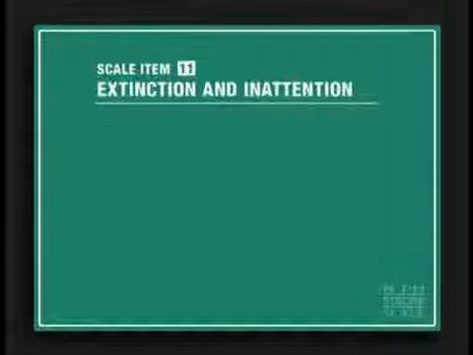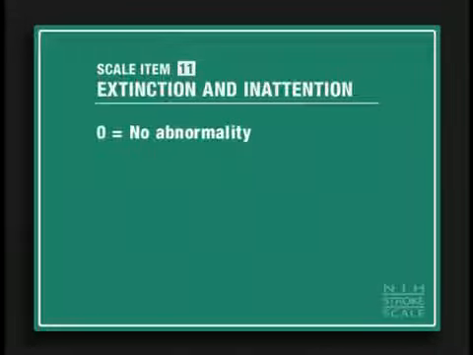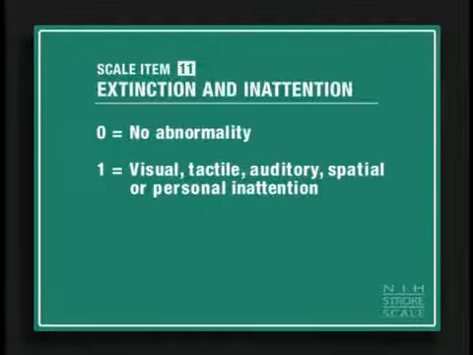Let's look at how this scale item is scored. Score a 0 for the absence of neglect. If the patient has a severe visual loss, preventing visual double simultaneous stimulation, and the cutaneous stimuli are normal, the score is normal. If the patient has aphasia and cutaneous stimuli are normal, the score is normal. Score a 1 for inattention to only one modality, visual, tactile, auditory, or spatial. If the patient does not extinguish but shows other well-developed evidence of neglect, score a 1.